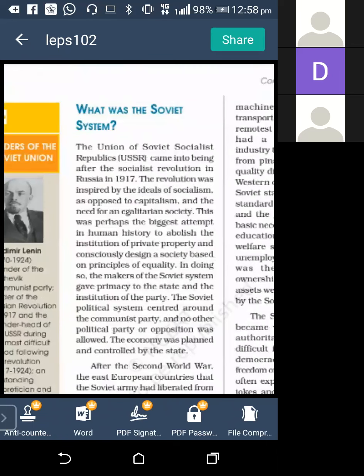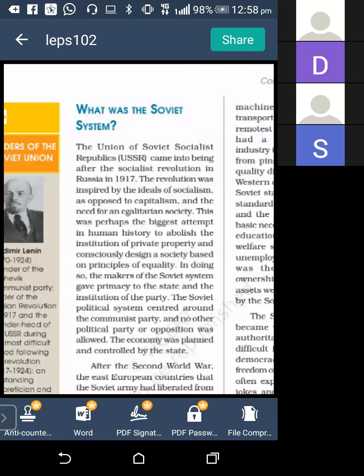Okay. The Union of Soviet Socialist Republics came into being after the Socialist Revolution in Russia in 1917. The Soviet Union came into power after 1917 when there was a revolution in Russia. Right? Vladimir Lenin was there. The revolution was inspired by the ideals of socialism and opposition to capitalism.